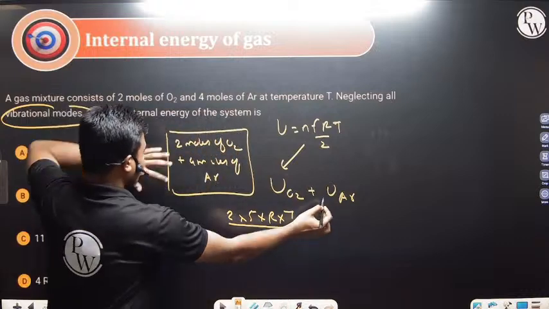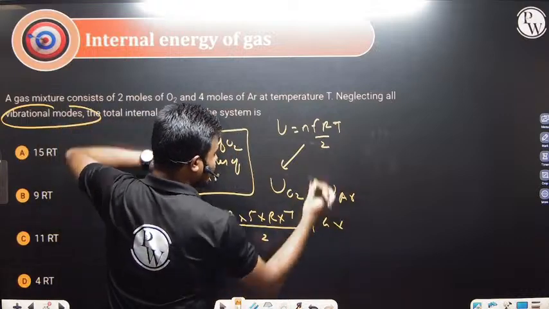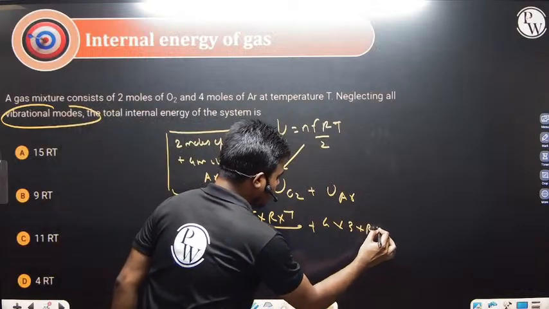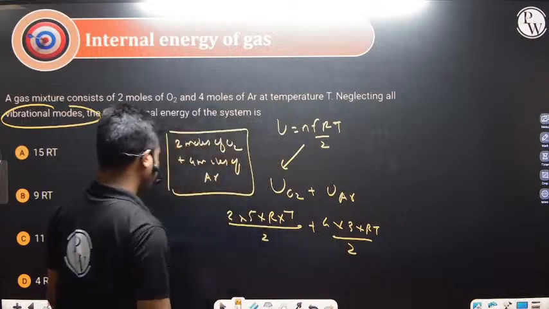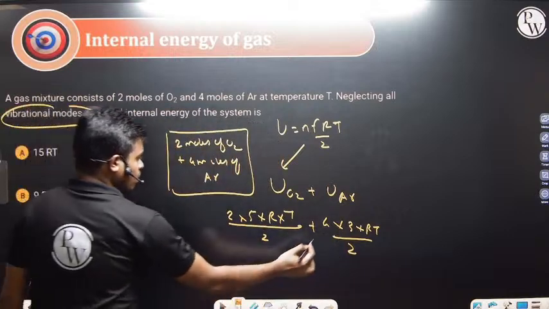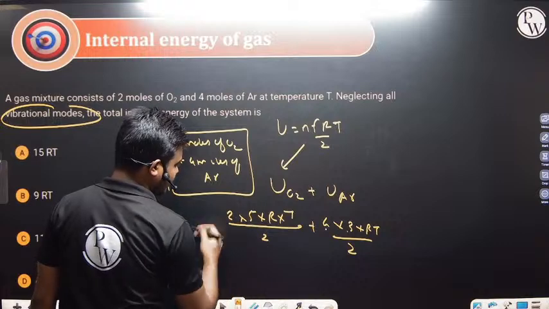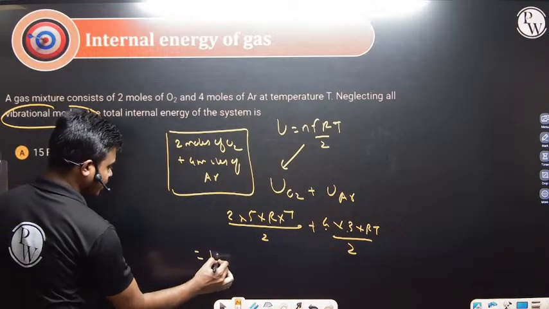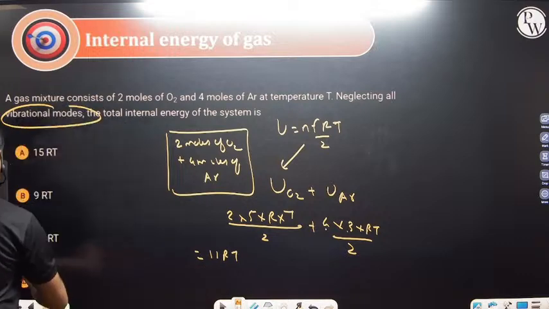What is the number of moles of argon? 4. 4 into what is the degrees of freedom? Monatomic degrees of freedom is 3. So this will be 3 into RT divided by 2. So this, how much are we getting? This is 12 and this one is 10. 12 plus 10, 22. 22 RT by 2. How much are we getting? 11 RT is the final answer, option C.